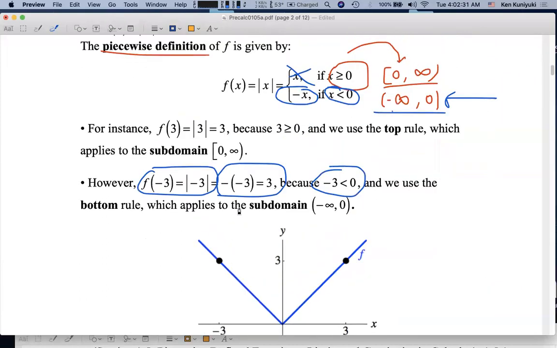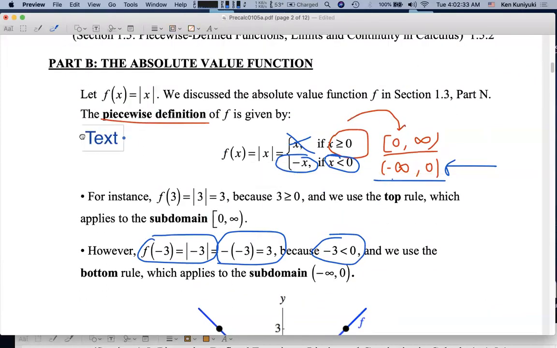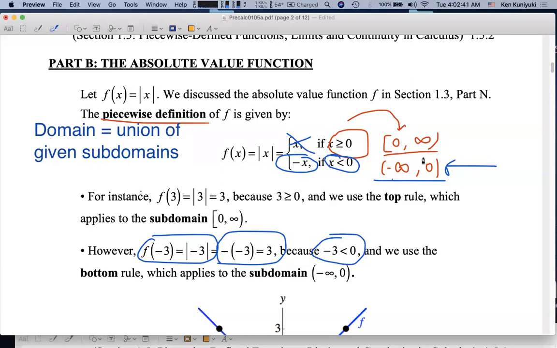Incidentally, the domain is the union of the given subdomains. The union of these, though, is just R, the set of all real numbers. But if you have a number for which you don't have a rule, then that number is not in the domain of the overall function. Here, we do have a rule for every real value of x. But if you have a value of x for which there's no rule, it's out of the domain.